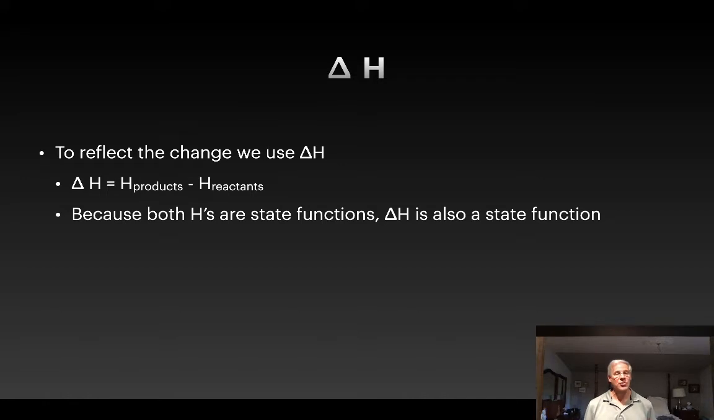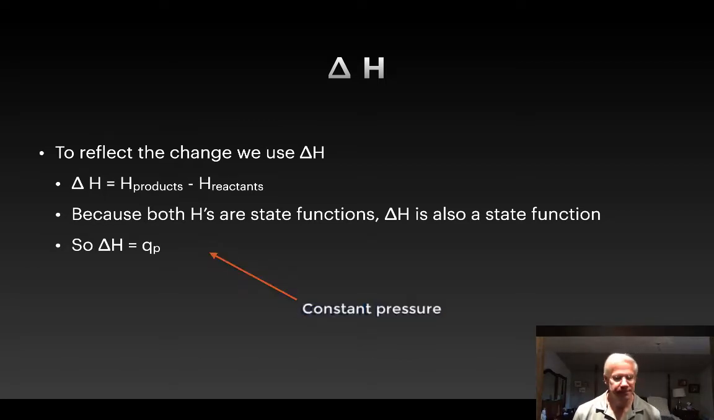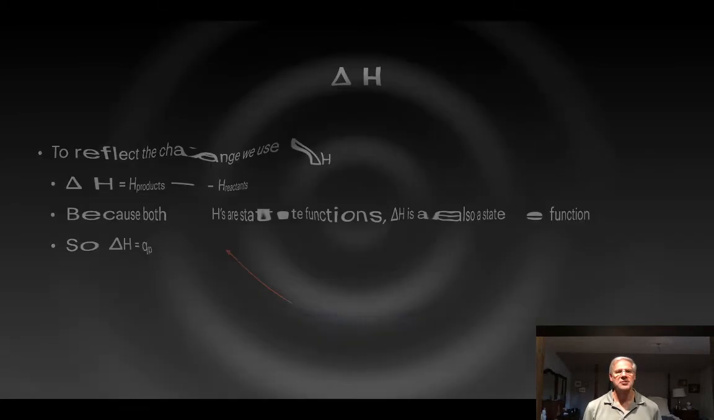Now, remember we said that enthalpy is a state function, and that means that delta H is also a state function. And I've got a label there that doesn't show up particularly well. I forgot to color it white. On the other end of that arrow, it says constant pressure. So that little q is heat, and the P there, that's a subscript of that q, means constant pressure. So delta H is equal to the heat involved under constant pressure. So the change in enthalpy is equal to the amount of heat either absorbed or given off under constant pressure conditions.